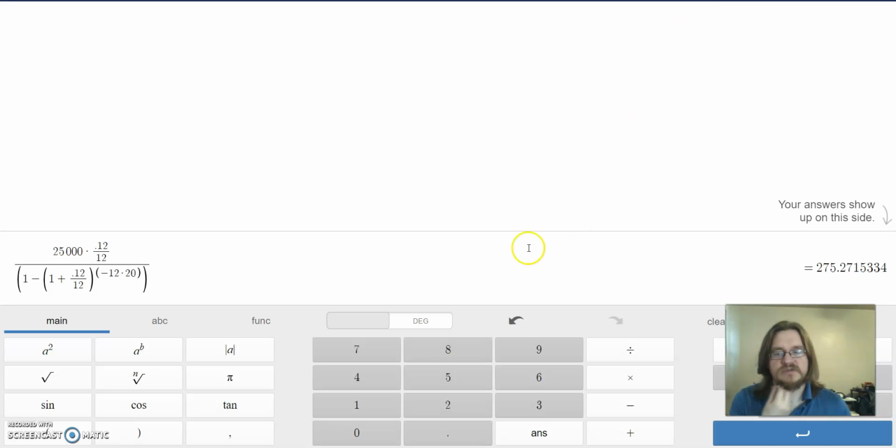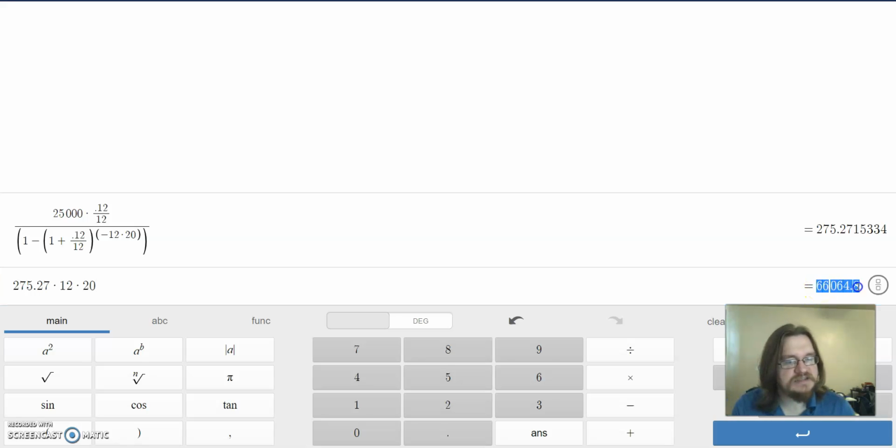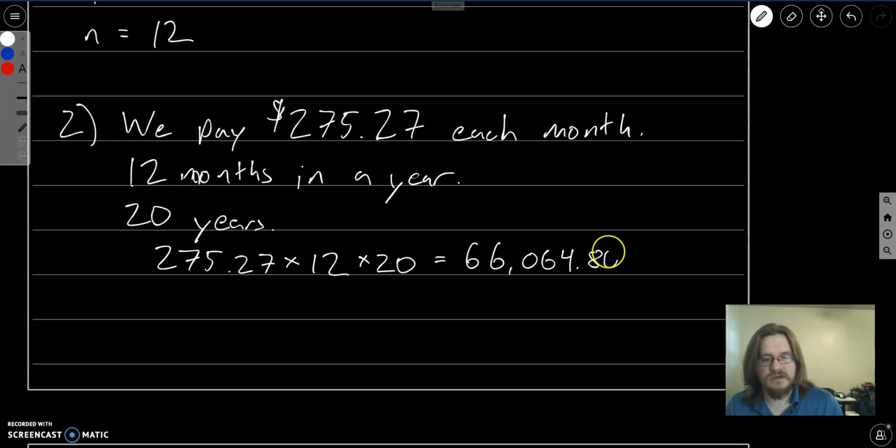So let's come back to Desmos. I'll hit enter so we see another line. So we have $275.27, and we are paying this back 12 times a year for 20 years. So we are actually going to be paying $66,064.80. That's how much we pay.